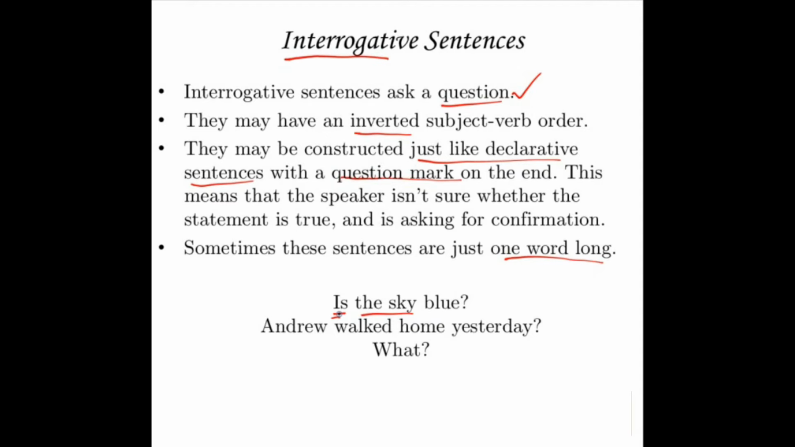You're asking a question. Andrew walked home yesterday? Now again, someone might say that if they're not sure, they don't really believe what you just said. Someone says, Andrew walked home yesterday, and somebody goes, Andrew walked home yesterday? Maybe Andrew doesn't like to walk. Maybe there was a blizzard yesterday. For whatever reason, we don't really believe that Andrew walked home yesterday, so we're asking a question. Or the ever-popular, what? 1 word long, perfectly good interrogative sentence, and you'll notice they all end with a question mark.